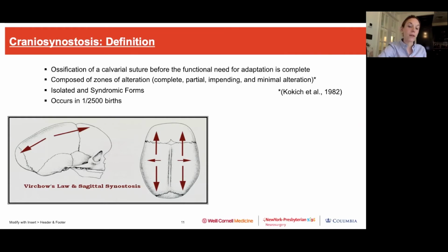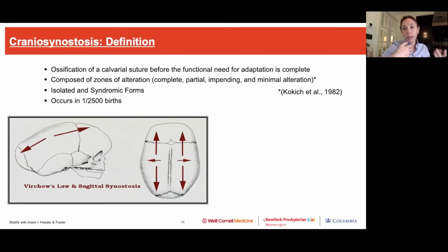There are children that have ischemic insults during delivery, hypoxic ischemic encephalopathy, perinatal strokes, migrational disorders. Those are all separate talks in and of themselves, but these children are not going to have normal brain growth. And so they're not going to receive the signals stretching the fibrous ligaments between the bone plates, telling those sutures to stay open.